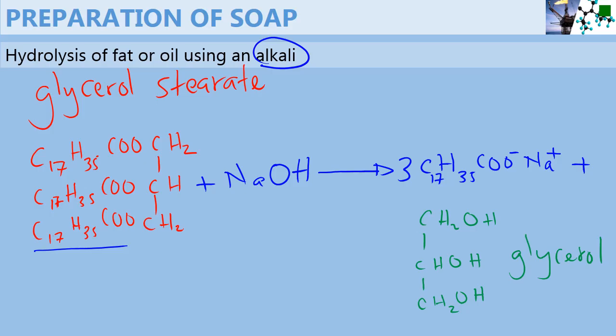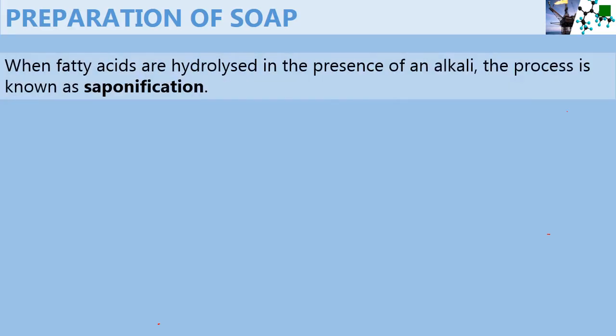All you need is some fat or oil and a strong alkali such as sodium hydroxide. Some warming and stirring needs to take place in terms of the procedure, but generally this is the essential reaction that takes place. The process we just described is a hydrolysis process, but in chemistry, when fatty acids are hydrolyzed in the presence of an alkali, the process is known as saponification because essentially it makes soap.